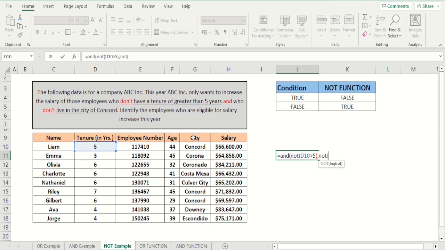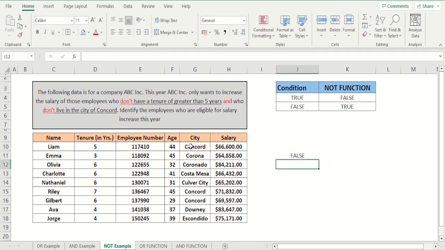So this can be codified like this. So here what we're saying is, give me the condition that the city is Concord and then reverse it using the NOT operator so that it only gives true for those cases where the city is not Concord. All right. And using the AND operator, we have put them together. Now let's go ahead and see how this works for us.